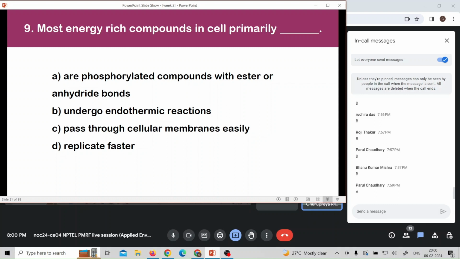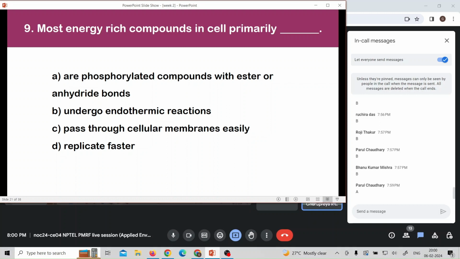Many of you have answered A, and A is the right answer. So most energy-rich compounds in cells are primarily phosphorylated compounds with ester and anhydride bonds. Something that confers this energy to the compounds is the phosphate bond.